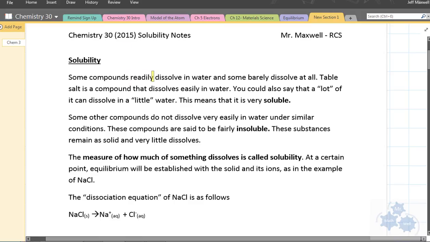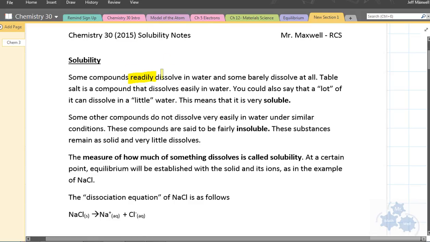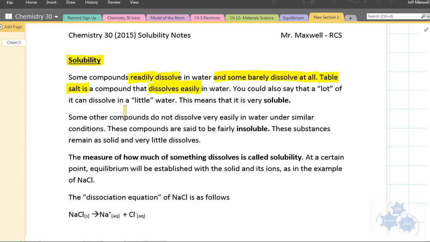Some compounds readily, and this word is often used in chemistry, readily, it means kind of easily, and it happens spontaneously without a lot of obstruction. So some compounds readily dissolve in water, and some barely dissolve at all. This is what solubility is referring to, how well it dissolves. Table salt, for example, is a compound that dissolves easily in water, and that's something you've probably experienced. Also sugar, right? You put a little sugar or a little iced tea in your drink. That's mostly sugar. That dissolves pretty easily.